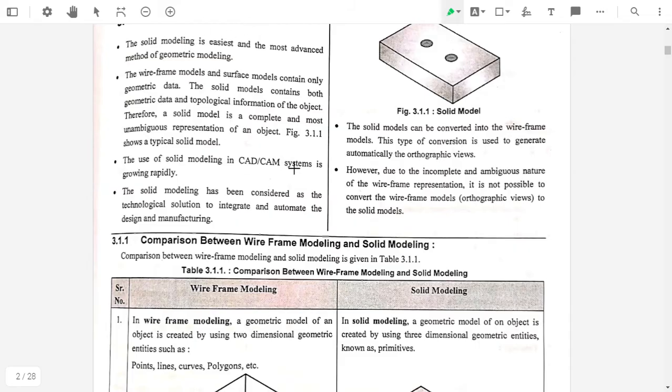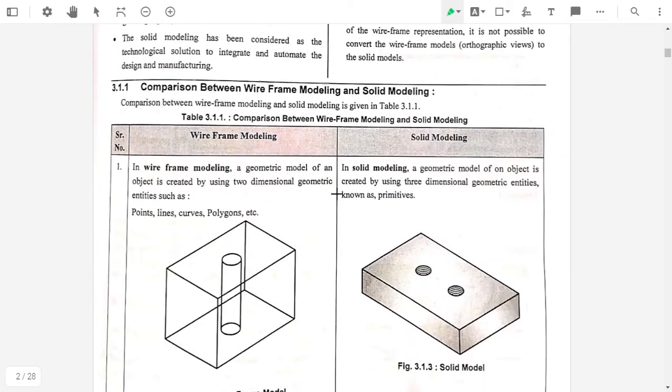Okay, before starting with the next part, we will discuss the difference between wireframe modeling and solid modeling. Here in wireframe modeling, the geometrical model of the object is created by two-dimensional geometrical entities. See here, this is an object which is made up by wireframe modeling, and to represent that object we have used some two-dimensional entities.